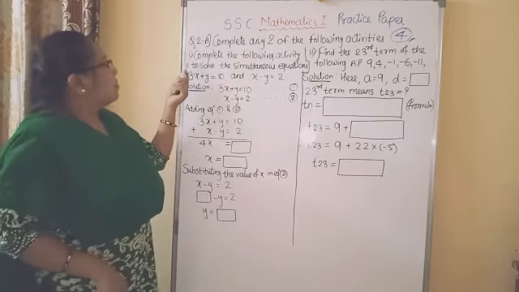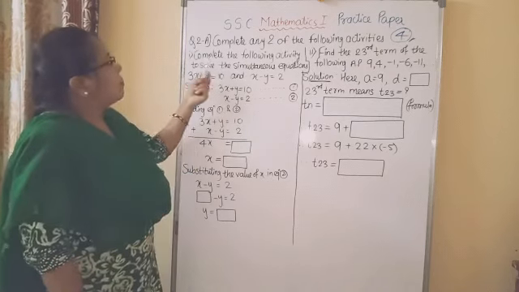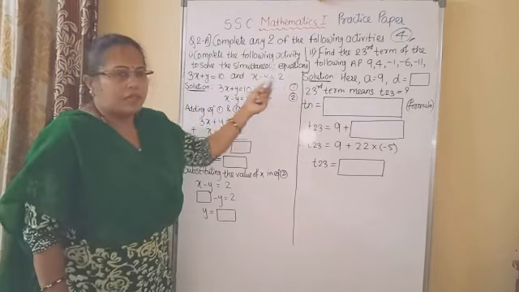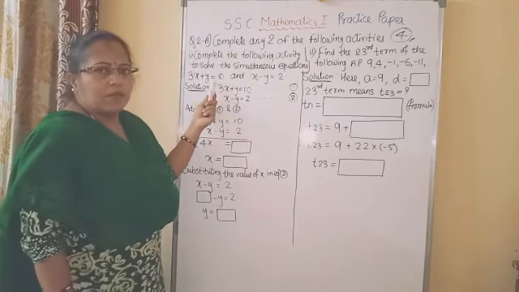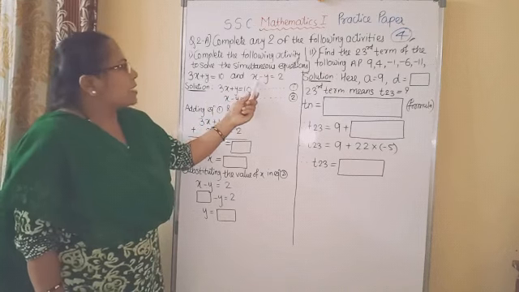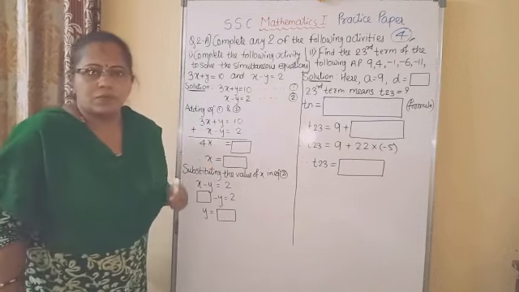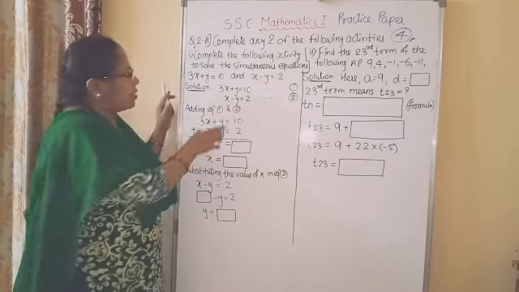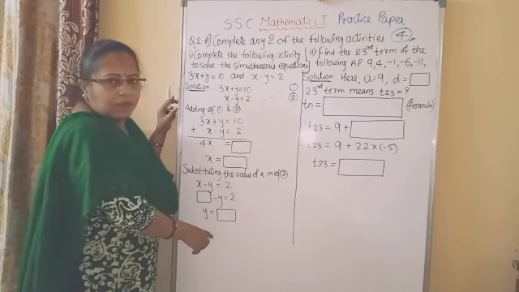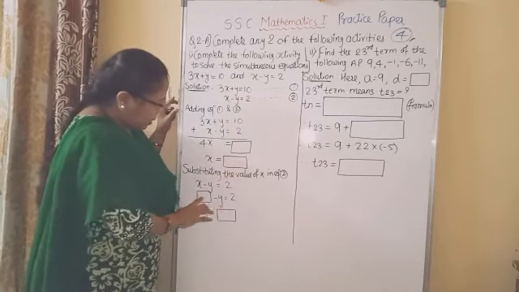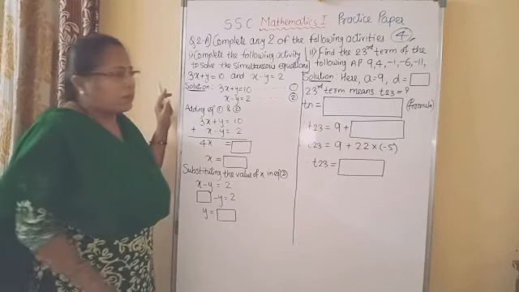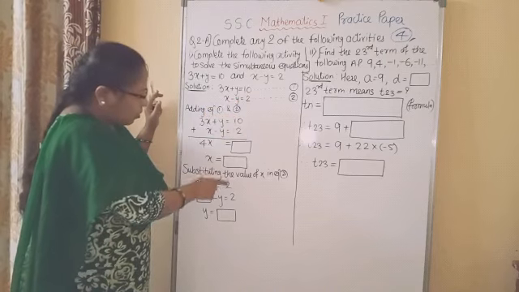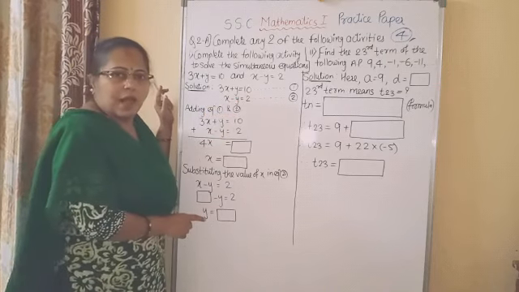Okay. First activity, complete the following activity to solve the simultaneous equations 3x plus 2y equal to 10 and x minus y equal to 2. Now student, in this type of question, activity based question, full solution is given here. Only here you have to complete the boxes. So while solving this type of question, you have to carry all these solution, all these steps as it is in your answer book.